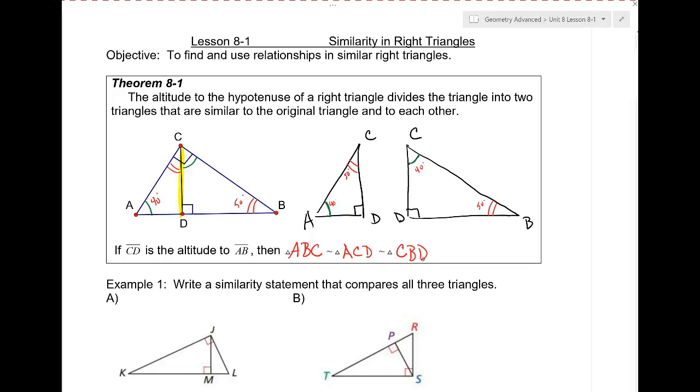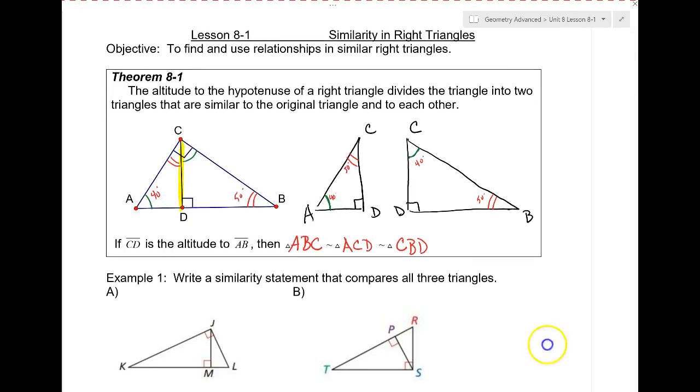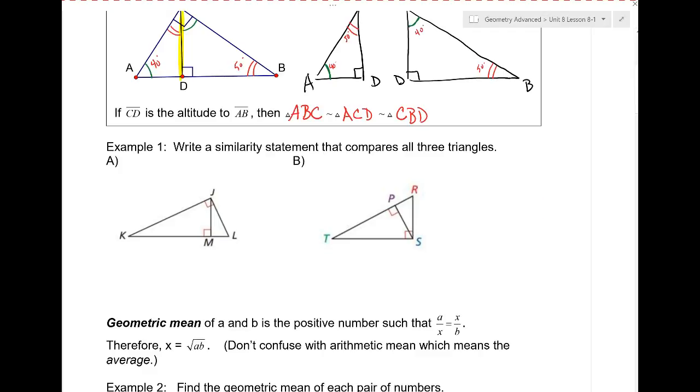This is where you see if you understand, at all, what we just did. All right, so it says write a similarity statement that compares all 3 triangles. For a lot of people, what's the best thing you could do? Probably redraw it. All right, so redraw it if you need to do that. I'm totally okay with that. So I'm going to redraw the medium-sized one right here. That's J, M, and K. And then I'm going to redraw the small one. That's J, M, and L.